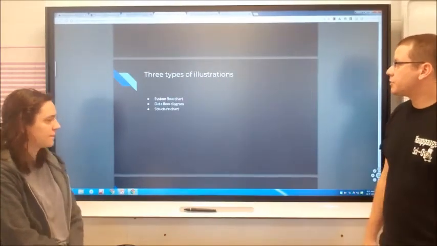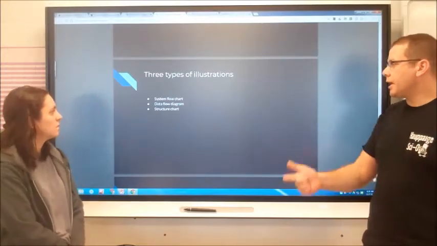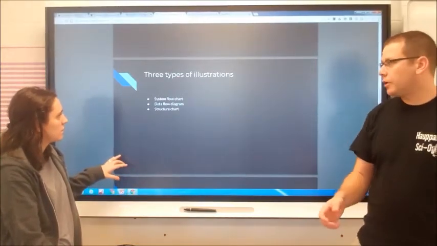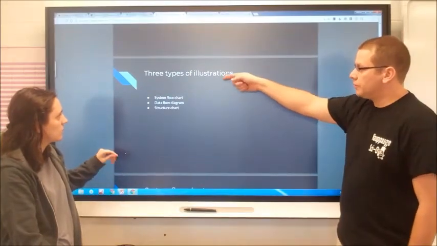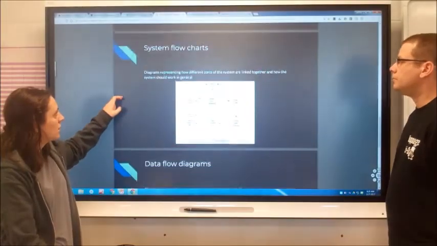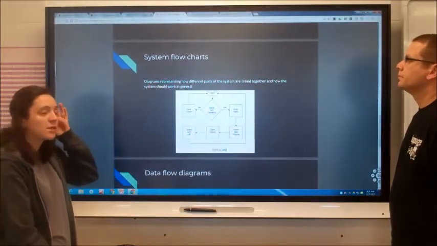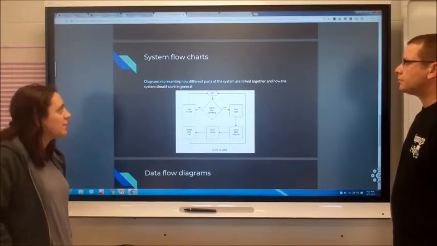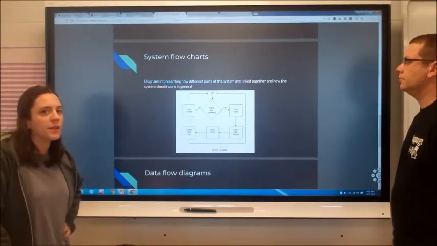Three types of illustrations: you've got a system flow chart, a data flow diagram, and a structure chart. Most of our symbols are going to apply mostly to just system flow charts and data flow charts. This is an example of a system flow chart that you have in your notes here. It represents the different parts of the system and how they're linked together.